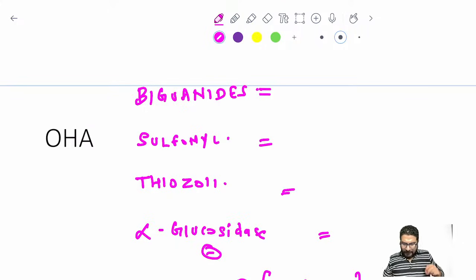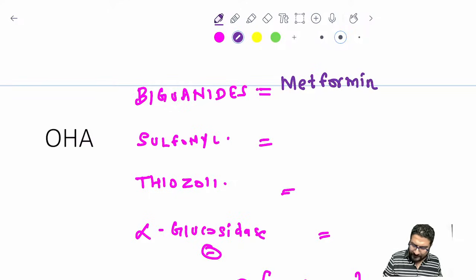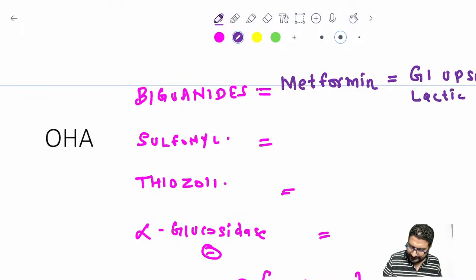सो व्हेन दे आस्क अबाउट बिगुआनाइड्स, मीन्स मेटफॉर्मिन, फेनफॉर्मिन, metformin. So understand, fenformin is no longer used because of lactic acidosis. So just remember, most common side effect will be GI upset. Then it can cause lactic acidosis. It can also cause B12 deficiency.